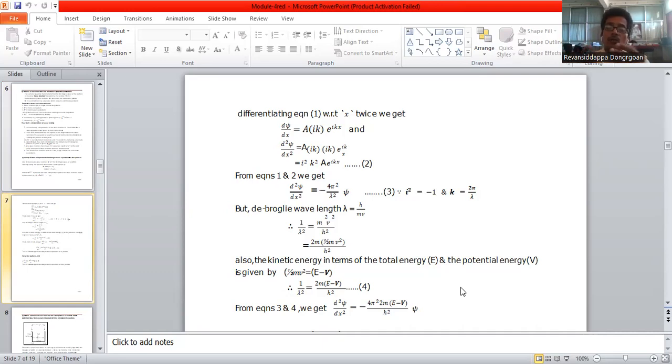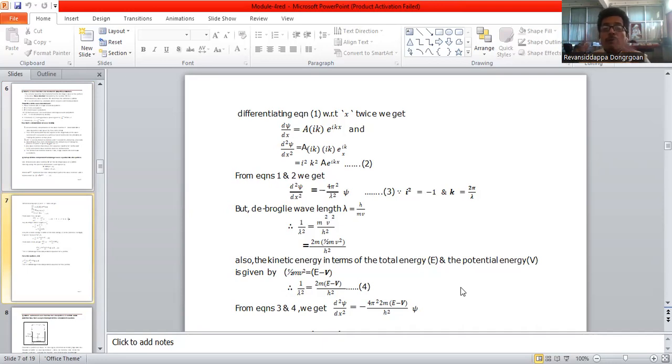Now you differentiate again. Then dou square psi by dou x square is equal to, again taking the constant, another ik will come: A ik into ik into e to the power of ikx. So again i becomes i square, k becomes k square, and the same A into e to the power of ikx is there. Call this equation number 2.